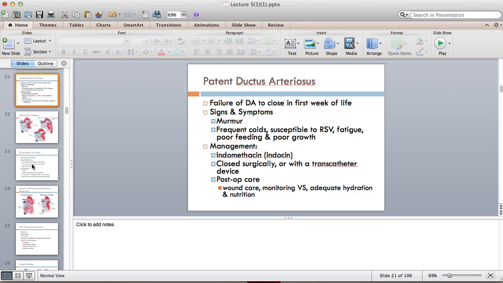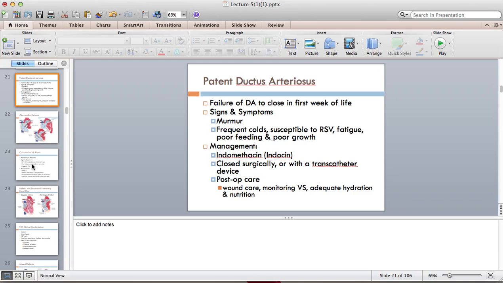Management, usually they will give indomethacin or Indocin to help facilitate the closure. Okay. But when they try the medication and it's not closing, they may go in to do surgery to just use a patch to close it. And then, of course, you do your post-op management as well. But the key thing is that they can do a non-surgical procedure by giving medication to close it, or they do a surgical procedure to close it.